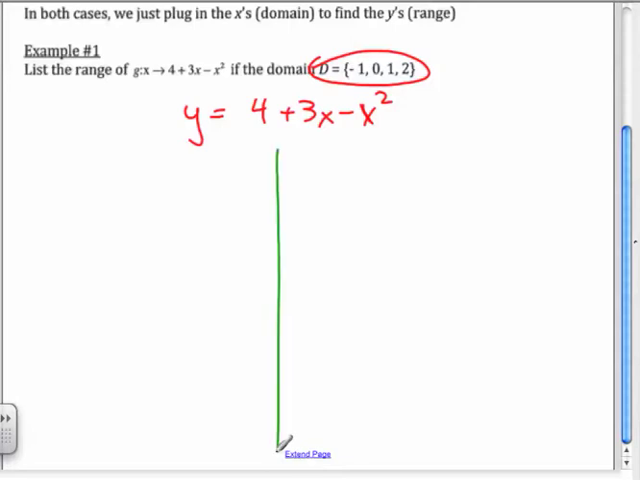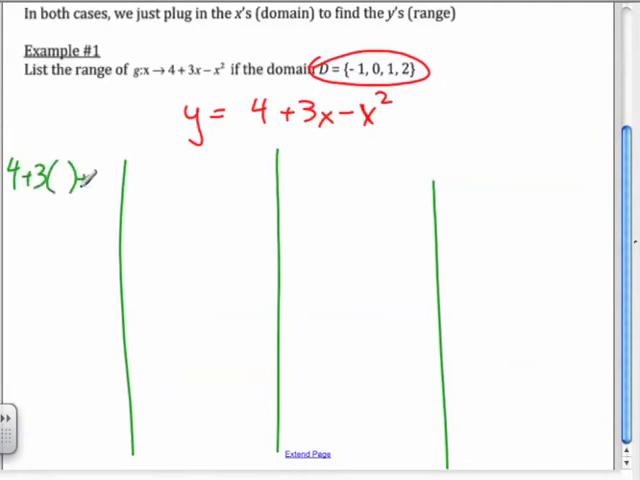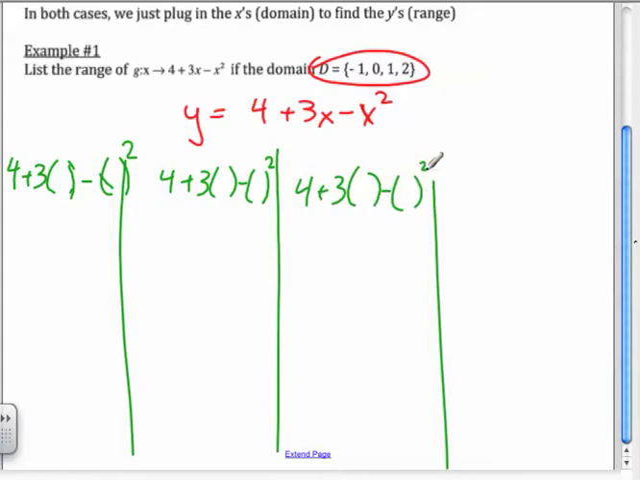All right, so we're going to find the range. 4 plus 3 times parentheses minus parentheses squared.